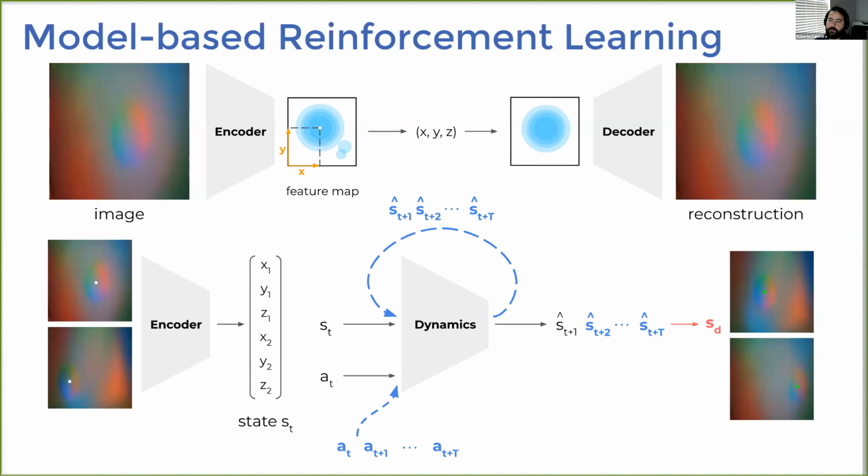Once we have learned and trained this dynamics model, we can use it to predict the consequences of our actions in the long term, and therefore we can control our robot using model predictive control by continuously replanning the best sequence of actions to apply, and then applying the first one.